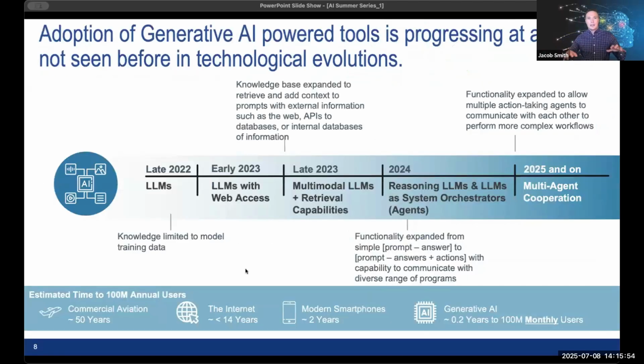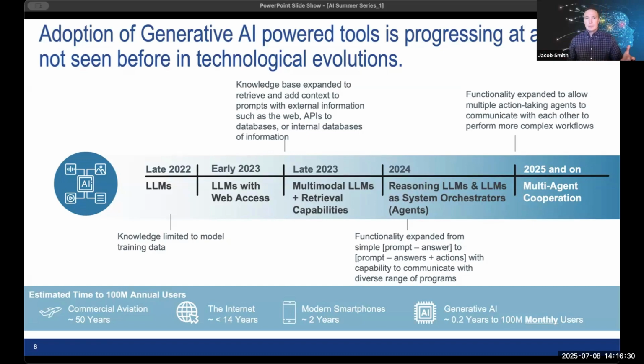And what I think is important to note about this particular technological progression is the pace at which it's occurring. So for things like smartphones, it maybe took about 2 years to get 100 million annual users. But with generative AI, it took 0.2 years to get 100 million monthly users. So these tools are extremely easy to access, extremely pervasive, and they're being used by a lot of people across the globe because of how useful they are.